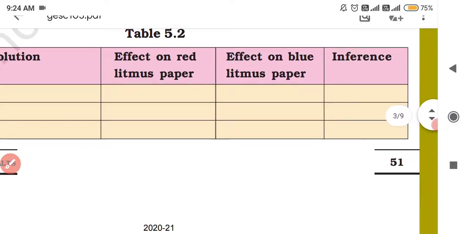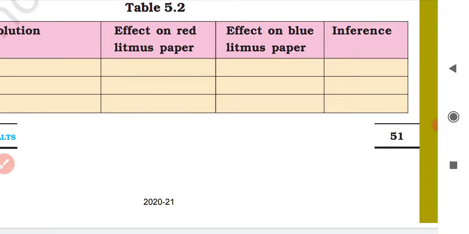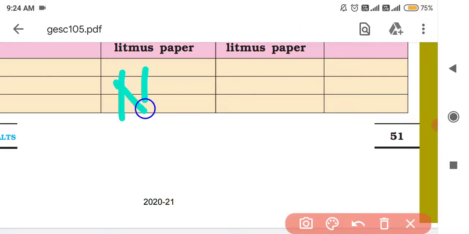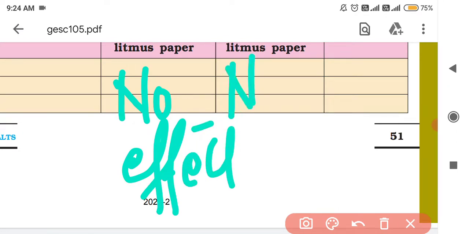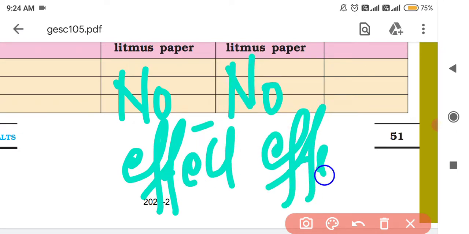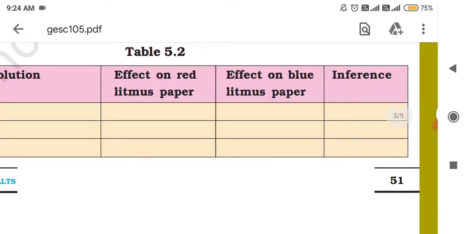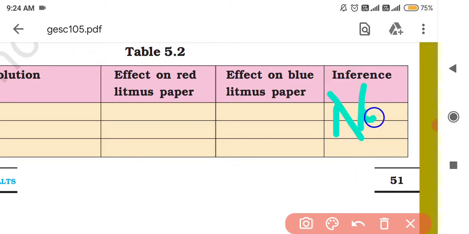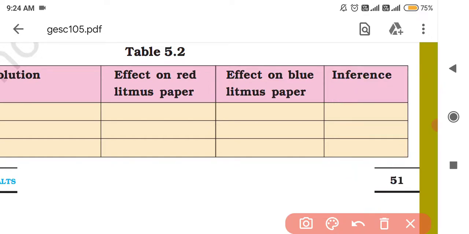What do you think is the effect of tap water on red litmus paper? Will there be any color change? Tap water is neutral, so there will be no effect. No effect on red litmus paper, and no effect on blue litmus paper either. So what is the inference? What is the nature? It is neutral. You can write here: neutral. Tap water is neutral.